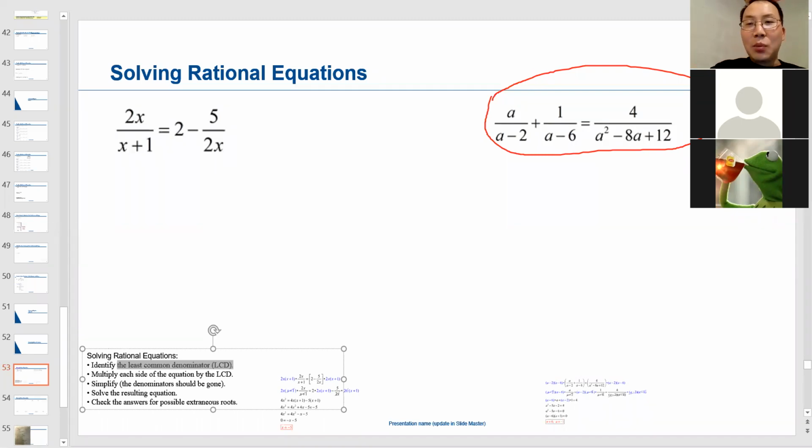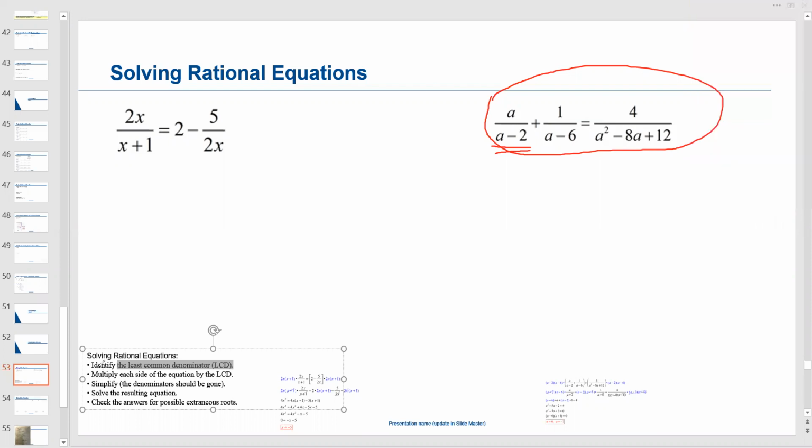All right, so see this one. What's the first step? We still need to find the least common denominator. You can see here, firstly identify the least common denominator and then multiply both sides by the least common denominator. Simplify, the denominator should be gone, and then solve the resulting equation. Check the answer, all right? So the steps are pretty clear, right?